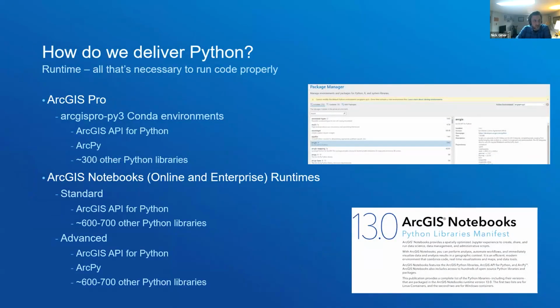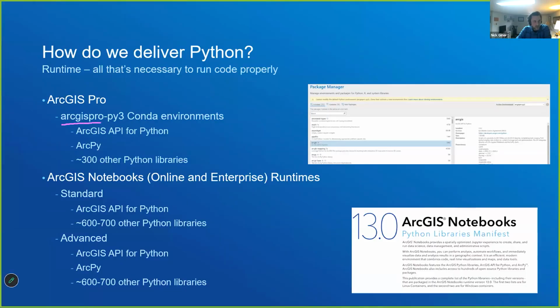We actually deliver Python in ArcGIS. So for example, in ArcGIS Pro, you get a Python environment that has both of those Python libraries, as well as about 300 other open source Python libraries. But of course, you could customize this environment and you could add your own libraries to that.